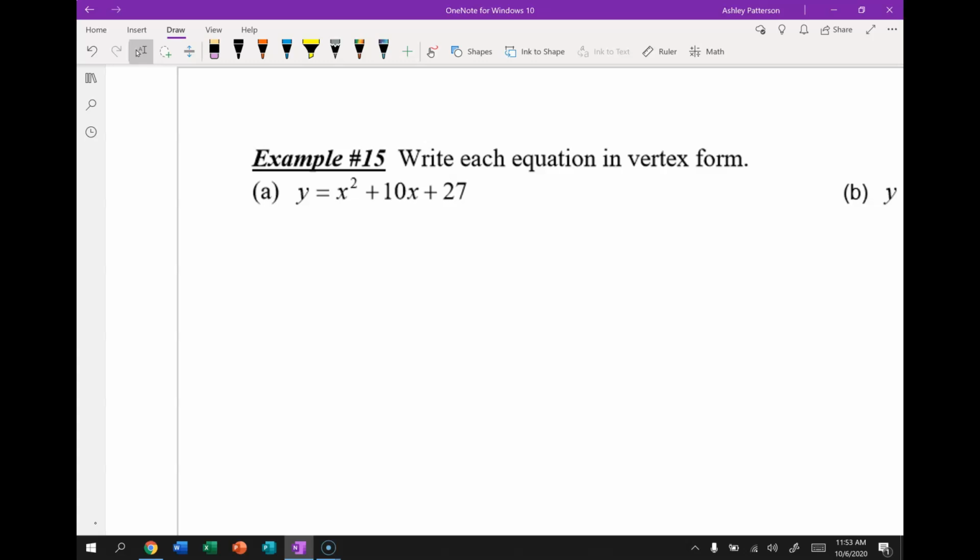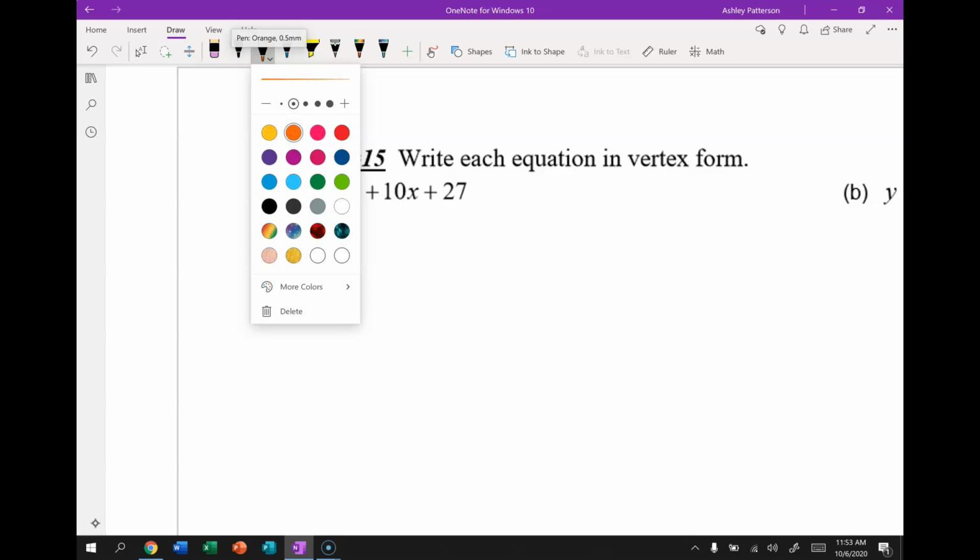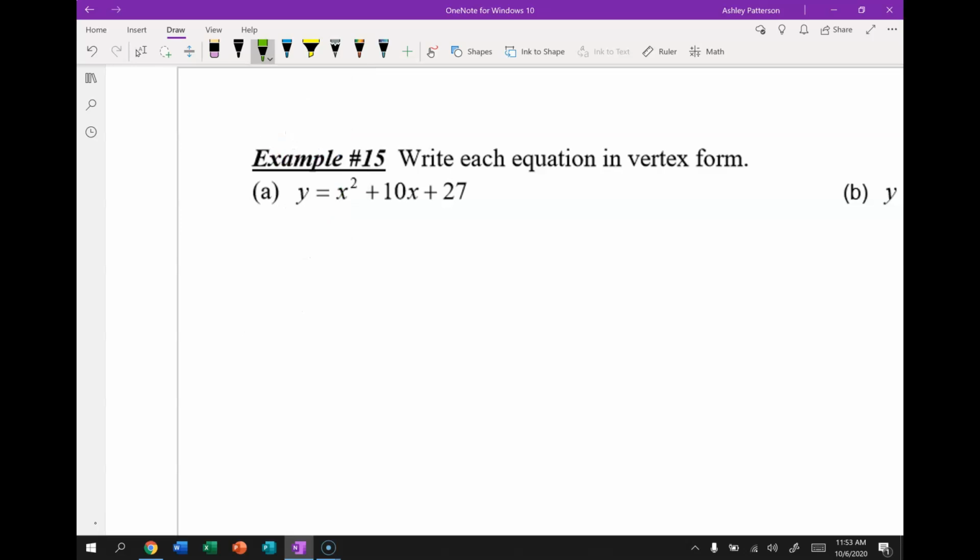So I'm going to do our steps in a different color because they do vary a little bit. I'm going to do these in this fantastic lime green. Okay, when we're writing an equation in vertex form and we're choosing to do so through completing the square, step number 1 is to separate the c value and create a perfect square trinomial. Okay, so y is equal to x squared plus 10x, and I'm going to create a perfect square trinomial.